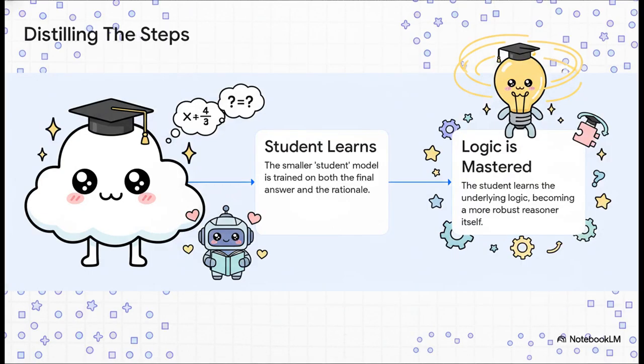A really popular way to do this is called distilling step by step. Think of it like a math teacher who doesn't just give you the final answer. Instead, they show all their work on the board, explaining every single step they took to solve the problem. The student model is then trained to mimic that entire chain of thought, not just the answer at the end. It's learning the why, and that's what makes it so smart.